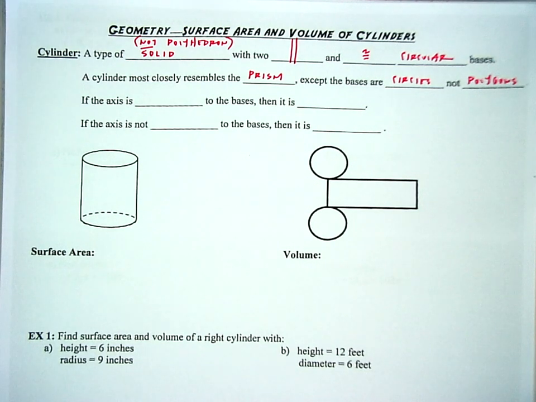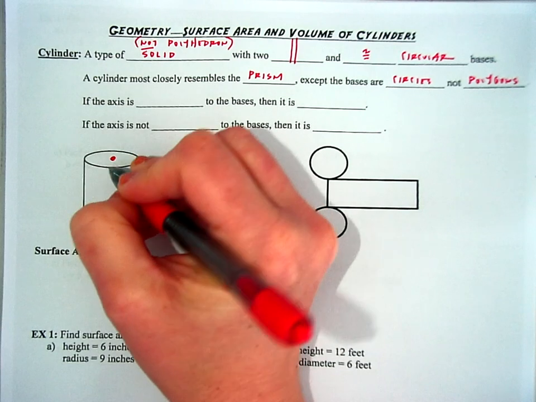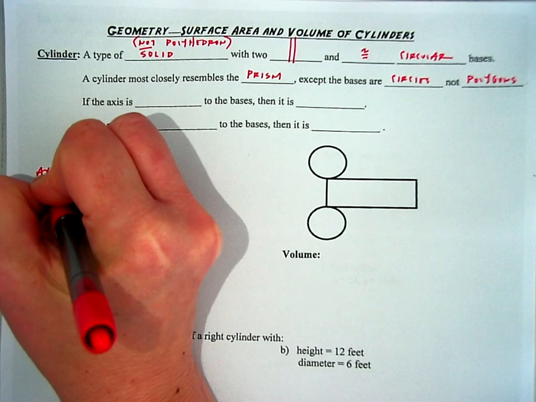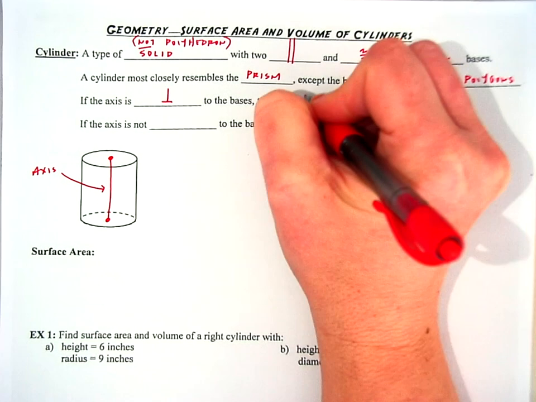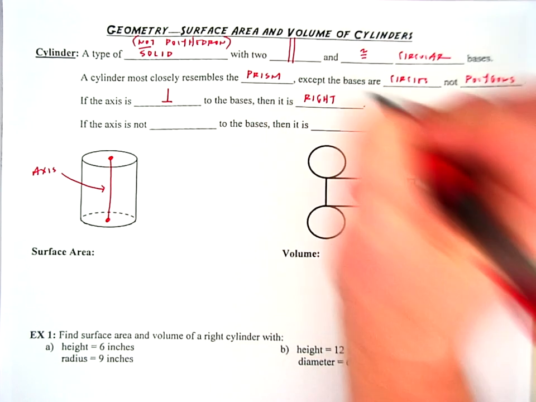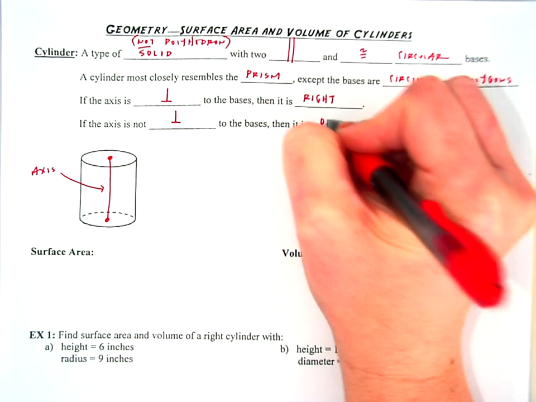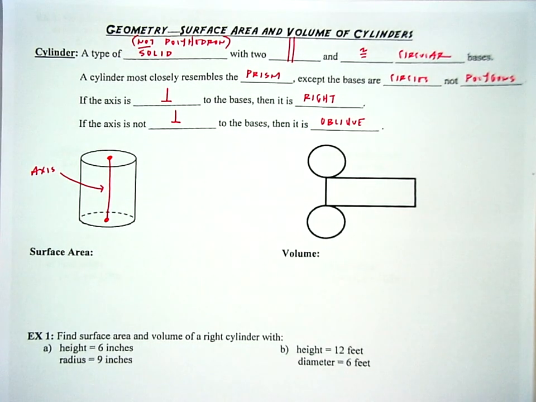So if the axis, and let me just draw in my model what the axis is, it would connect the center of the top base to the center of the bottom base, just like that. If that axis is perpendicular to the base, then it's right. And if the axis is not perpendicular to the bases, then it's oblique. In this class, we really focus on the right cylinders. Oblique, we saw that with the prism. We know that that gives it that slanted appearance. So in this class, we're going to focus on just the right type of cylinder.